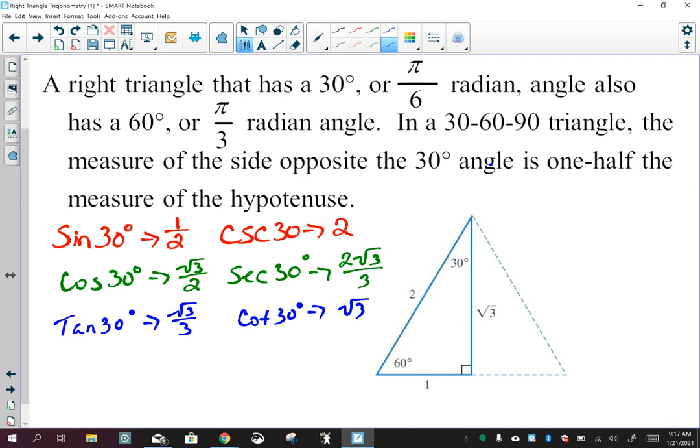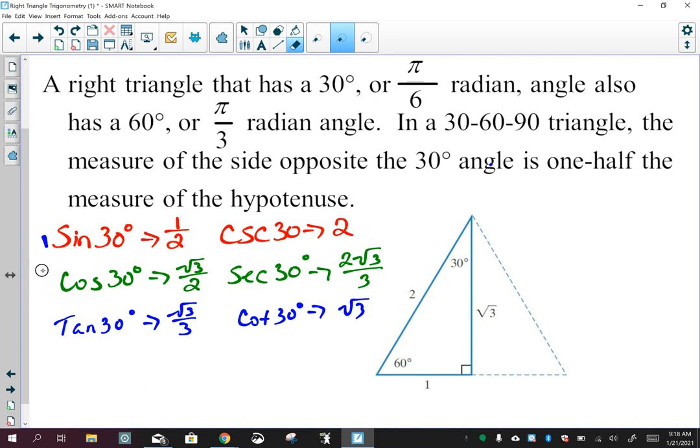Okay? So you'll notice that the tangent from the 30 to the 60, they just switch places, going back and forth this way. And then the sine of 30 degrees is the same thing as the cosine of 60 degrees. And the cosine of 60 degrees is the same thing as sine of 30 degrees. So these two, pretty much, they just switch places in terms of their ratios.